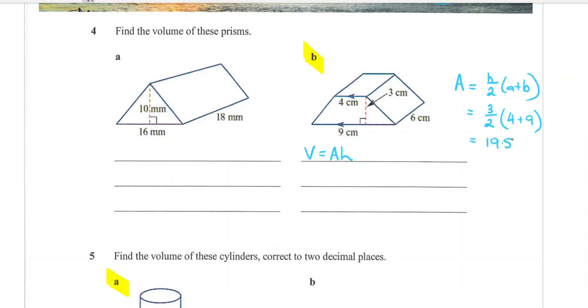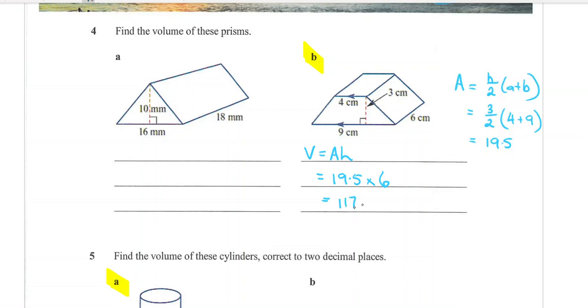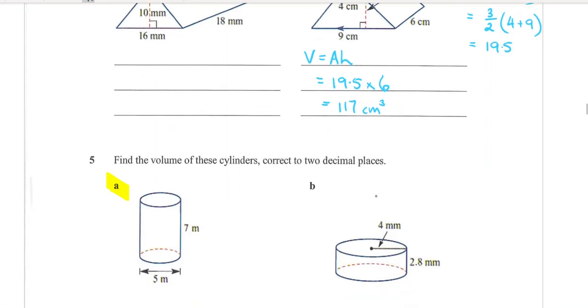Once you know the area, then we sub it into our volume formula. V equals A, which is 19.5, times what height should I use? No, it is not the height of the trapezium. It is the height of the prism going away from that trapezium, which is the 6. So even though it's called a height, it's not necessarily a vertical. It is the one that's going away from your area shape. So that's 117 centimeters cubed.